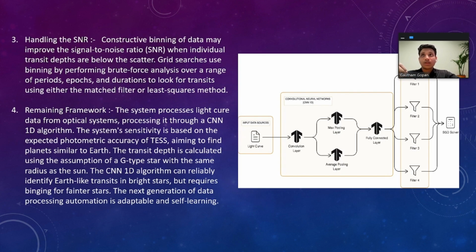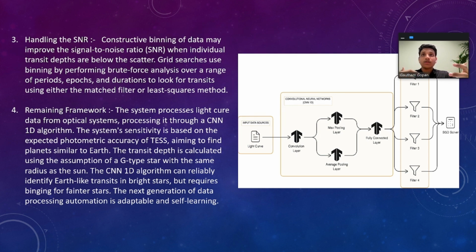Handling the SNR. The constructive binning of data may improve the signal-to-noise ratio when individual transit depths are below the scatter. Grid search uses binning by performing brute force analysis over a range of periods, epochs, and durations to look for transits using either the matched filter or least squares methods. The image on the right side describes how the convolutional network is broken down into different steps, and how each step has a max pooling layer, which eventually converts to the final SGD solver.